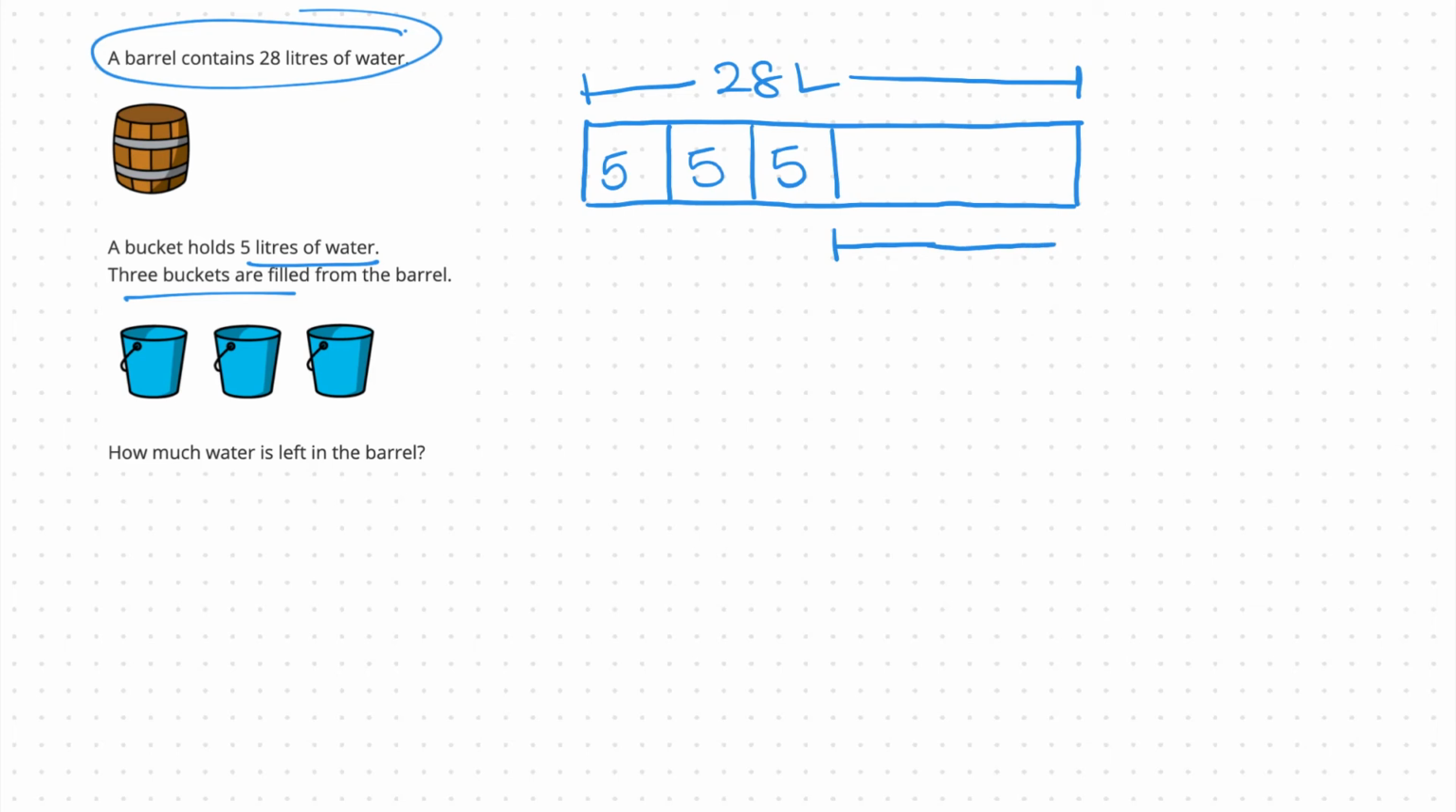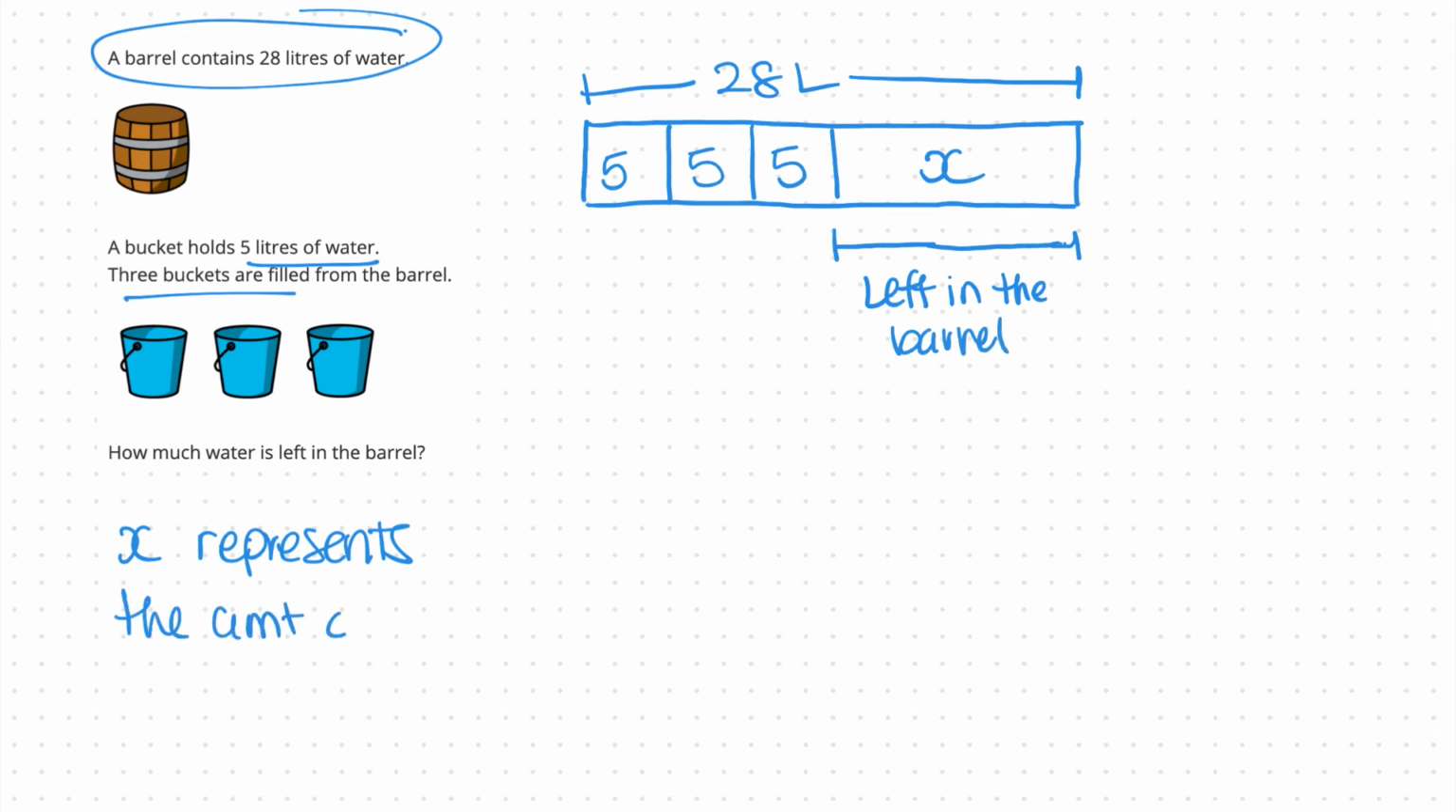And then what we could say is that this is what we don't know. So this can be our variable, and we'll call it x. Remember, our variables are always representing what we don't know. So what does x represent? If we label this, x represents how much water is left in the barrel. This is the amount of water left in the barrel. That's what it is.